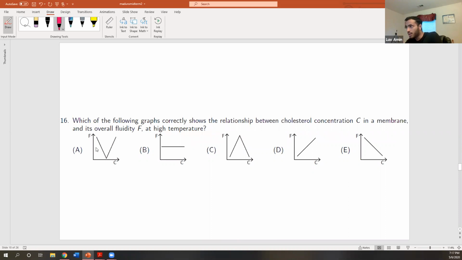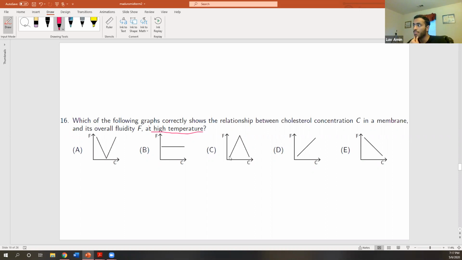Number 16 asks us, which of the following graphs correctly shows a relationship between cholesterol concentration in a membrane and its overall fluidity at high temp? A key thing to remember is high temperature. Basically, think of a membrane as like butter, right? As you heat up butter, it becomes really liquidy. However, as you cool it down, it becomes a solid, right? If a membrane did that, it would collapse or it would freeze, not allowing things to pass through, which is very problematic. So we want to keep membranes at an optimal fluidity, right?